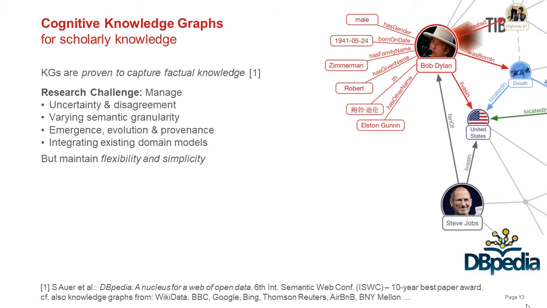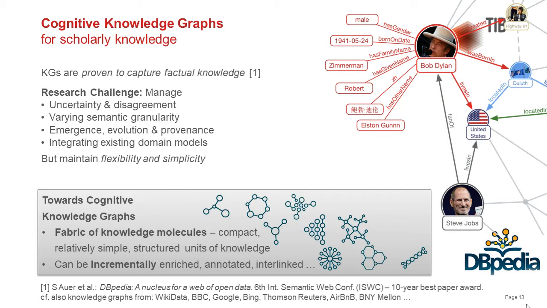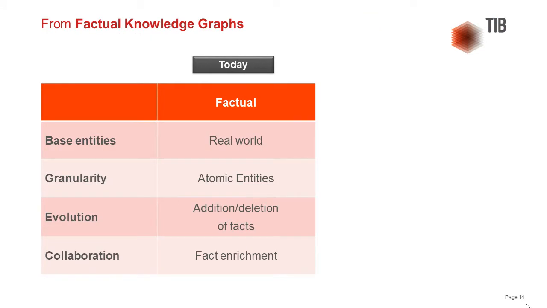So I think we need to go to something like more cognitive knowledge graphs, which are a fabric of knowledge molecules, which are compact, relatively simple structured units of knowledge, and which can be incrementally enriched, annotated, and interlinked, and use such kind of cognitive knowledge graphs to represent scholarly communication.